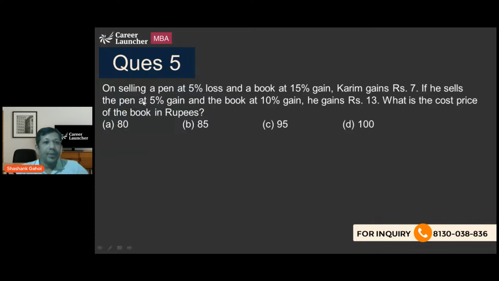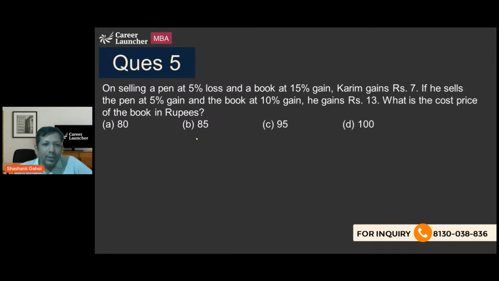Okay, on selling a pen at 5% loss, there is a loss on pen of 5%, on book there is 15% profit. The total profit becomes 13%. If he sells the pen at 5% gain and the book also at 10% gain, he gains 13 rupees. What is the cost price of book in rupees? Okay, so I have two things. One is pen, second is book.